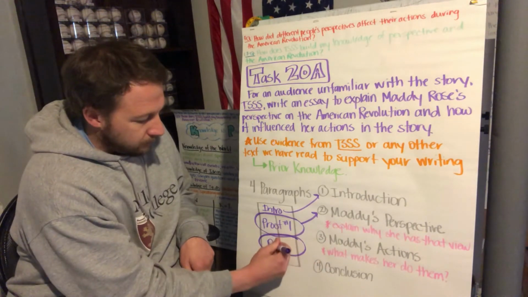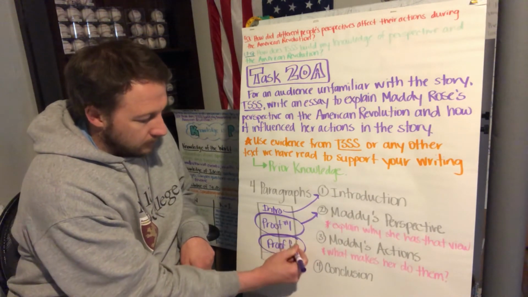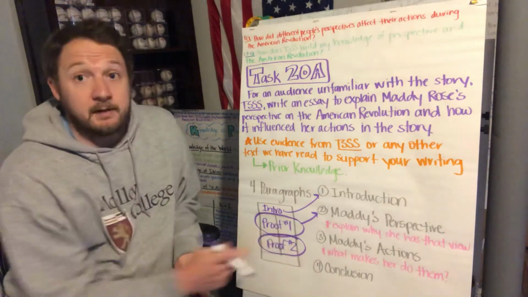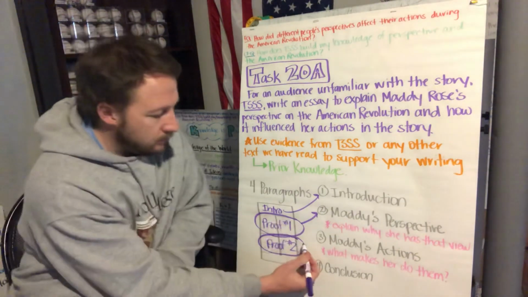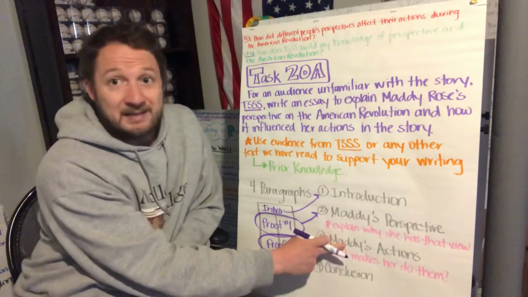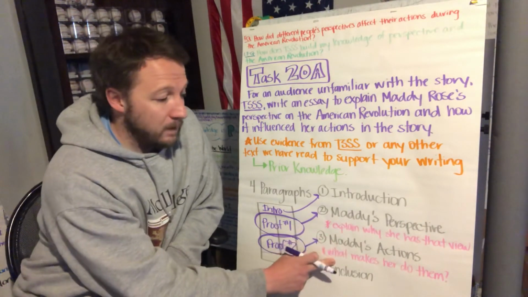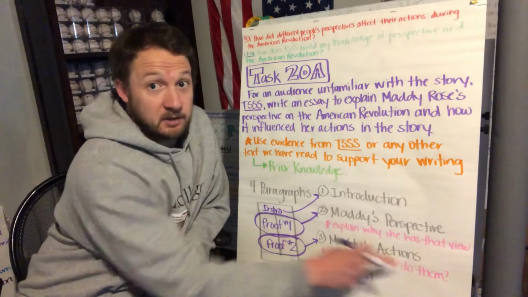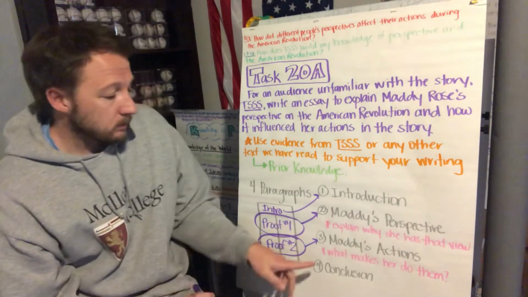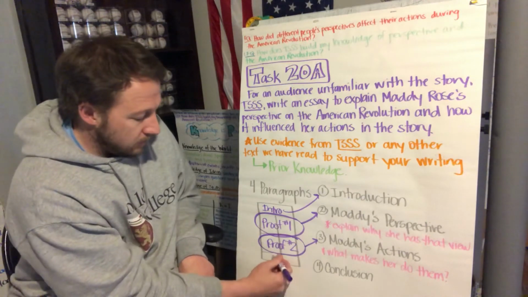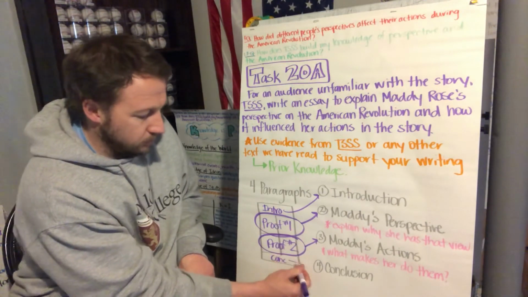Then these second 2 boxes are for proof paragraph number 2. Those boxes are once again labeled for you. But here's what they're asking you for. They're asking you to explain Maddie's actions. What makes her do the things that she does? And the last one is going to be your conclusion.